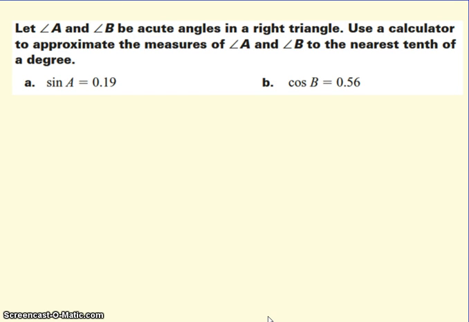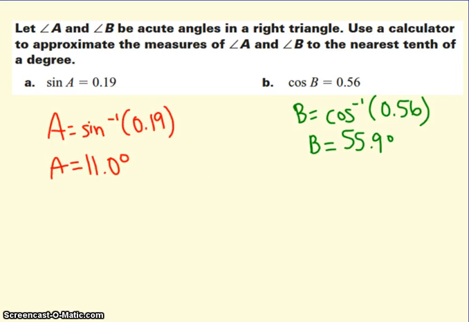Alright, so why don't you try these examples? Go ahead and pause the video, and then we will confer and make sure our answers are correct. Alright, so these are the answers that you should have gotten. I would be very careful in reading the directions as nearest tenth of a degree, so I would expect to see the 11.0 on your paper.